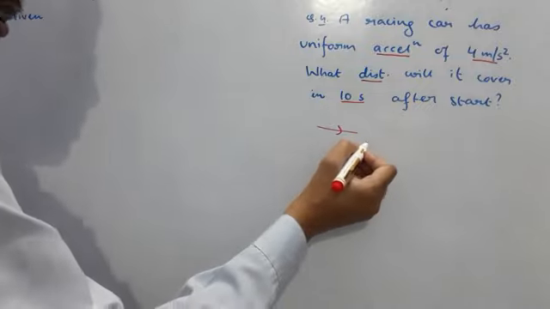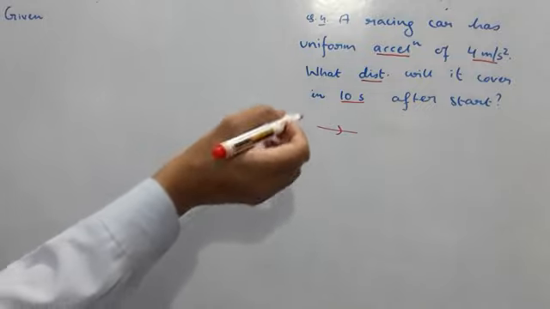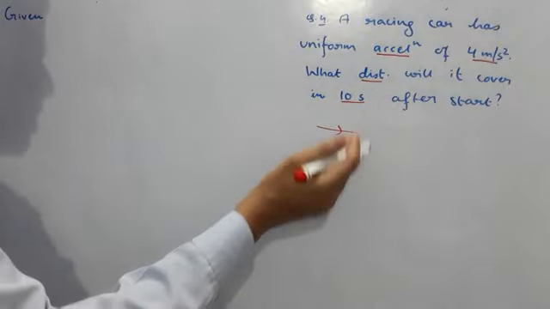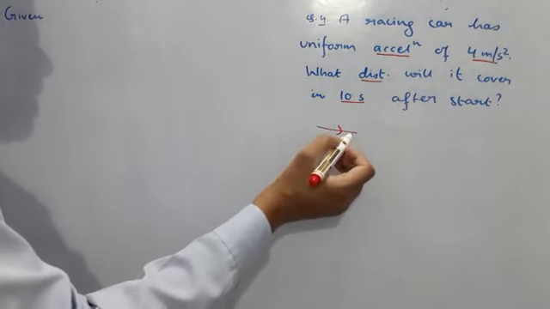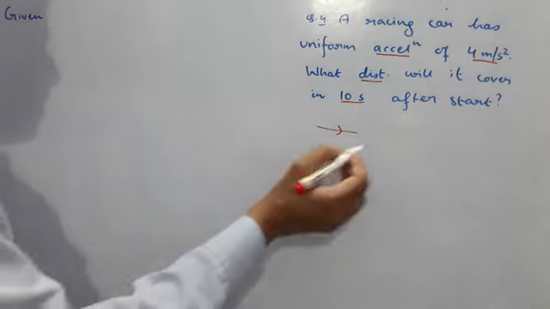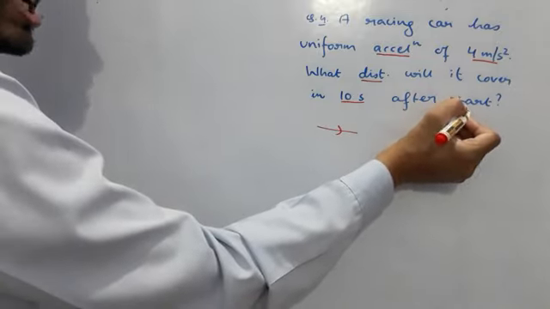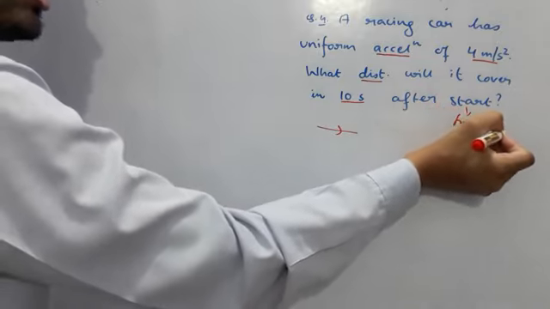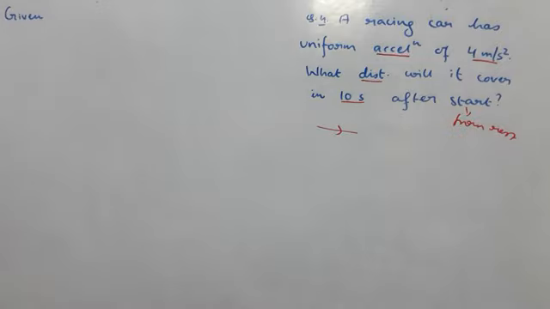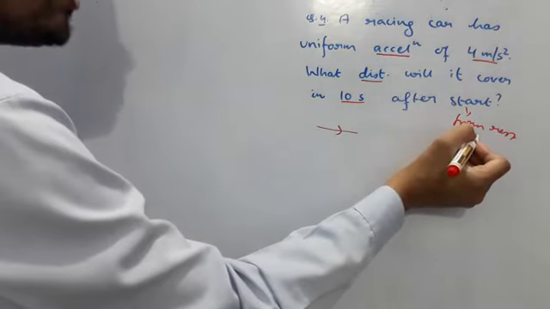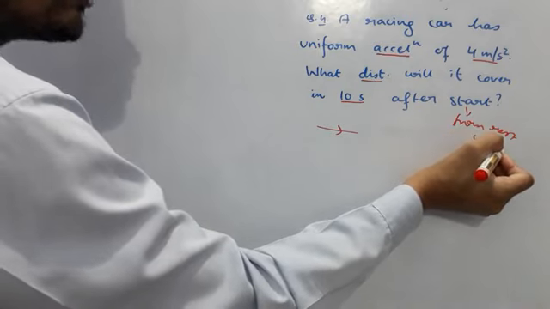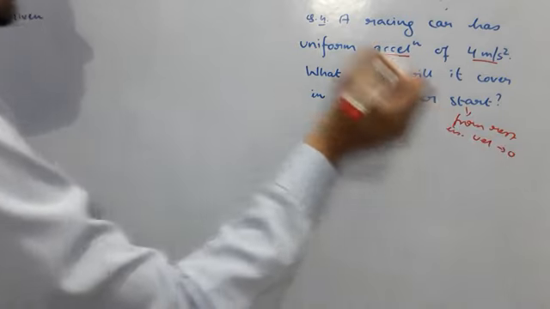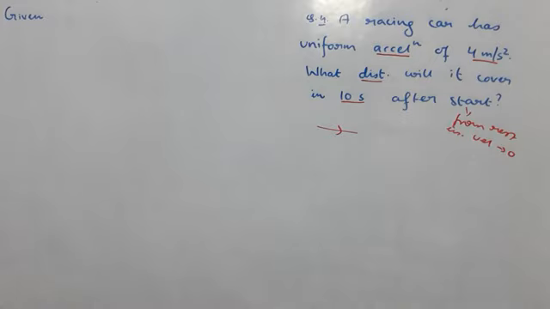After start, whenever a body starts, the racing car starts, before starting or just during start, it starts from rest. That means initially it was at rest. If it starts from rest, that means its velocity was how much? 0. Which velocity was 0? That was the initial velocity. So these are the three things given. One by one we should write them. So let's see the given things.